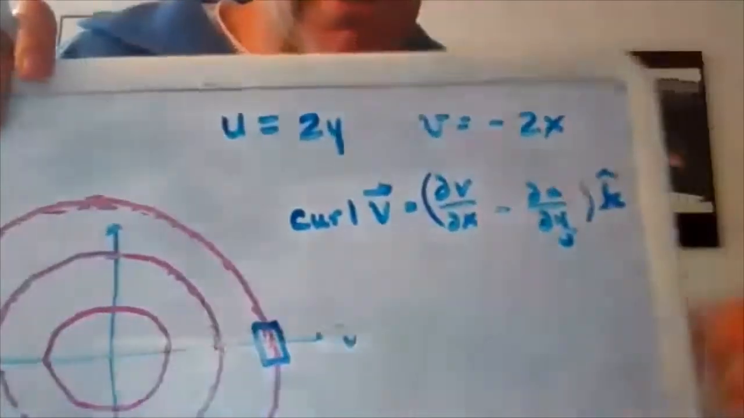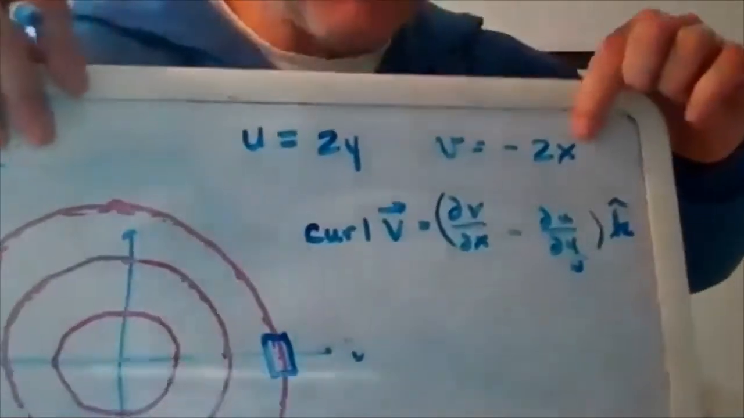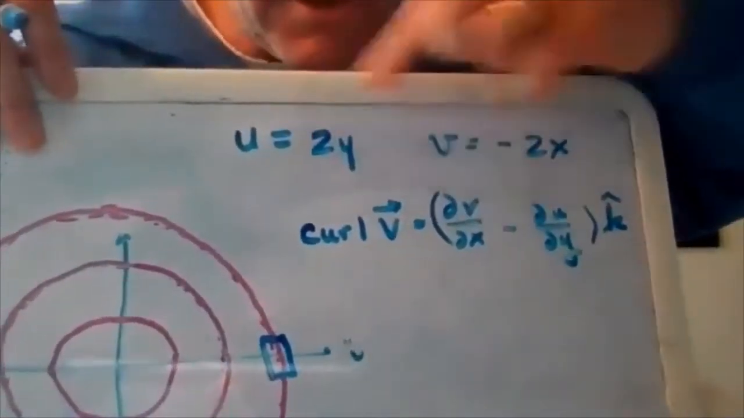And let's get at it. Maybe we can work it out in our head. So dv dx, I'm getting negative 2. And du dy, I'm getting 2. So I'm getting negative 2 minus 2, and I'm getting negative 4 k hat. Okay, negative 4 k hat.